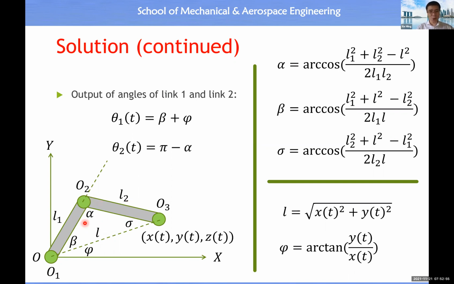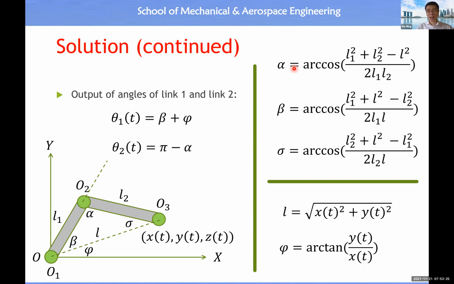Then if we want to know what is alpha, then obviously alpha is equal to arc cosine of L1 square plus L2 square minus L square divided by 2 L1 L2, okay? If we want to know what is beta, then beta equal to arc cosine, okay, of the ratio between L1 square plus L square minus L2 square divided by 2 L1 L, all right?